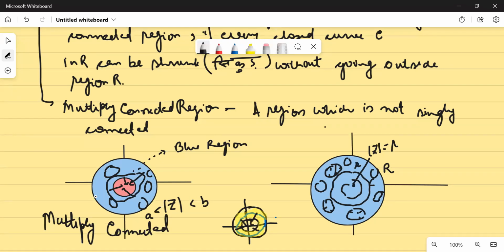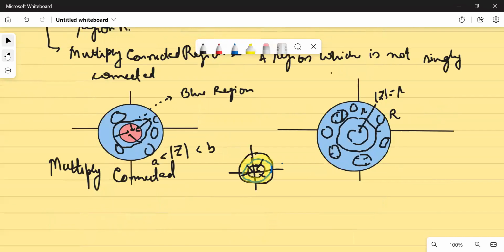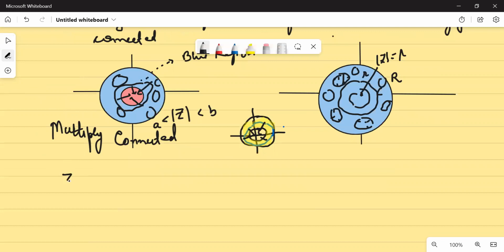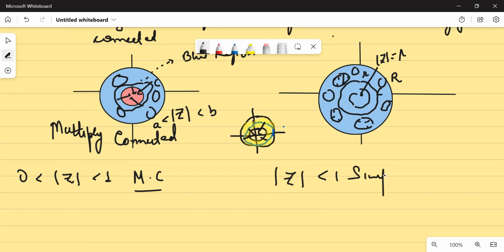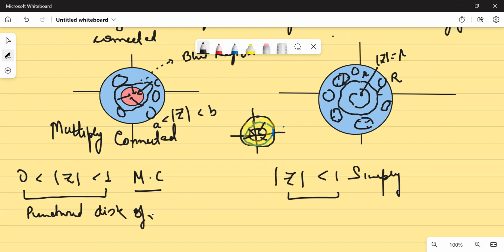So always understand, regions like these are multiply connected regions. But a region like this is a simply connected region, because here I have not taken zero. Here, what is the region? It is a punctured disk of radius r.